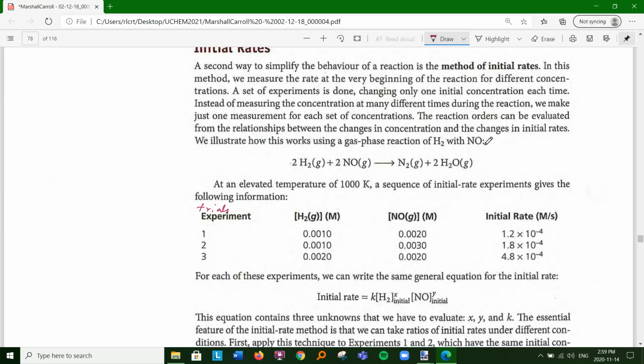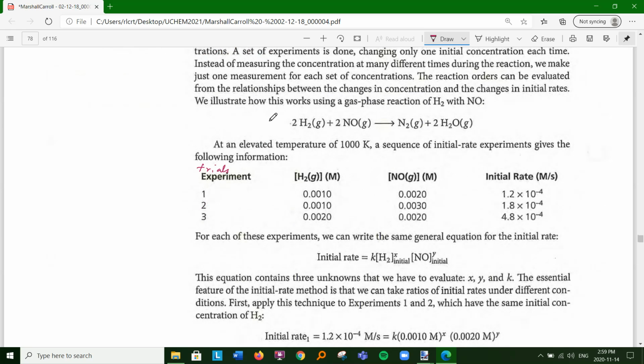Here we have 2H2 plus 2NO, the target equation, goes to N2 plus 2H2O. You know darn well this cannot happen in one fell swoop, because that would mean 4 bodies hitting each other at once, which is unbelievably rare. So you have to break it down into the reaction mechanisms, and one of them will be the rate determining step.